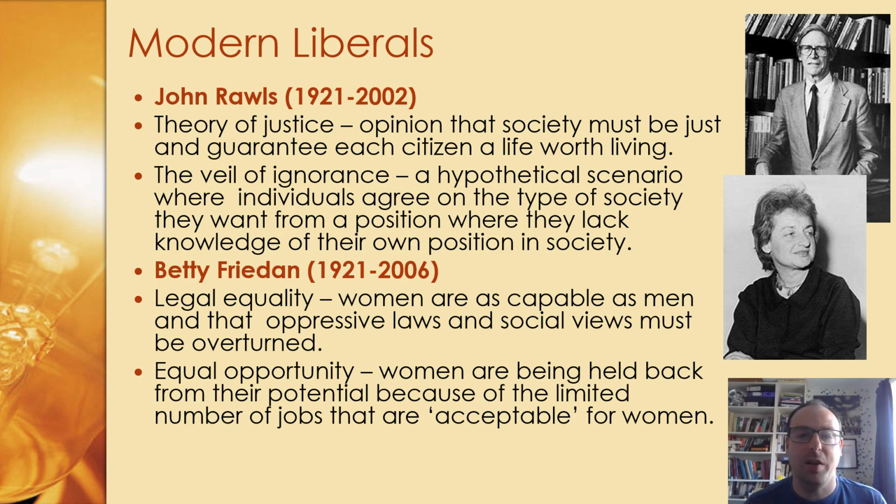A really interesting idea of John Rawls is this idea of the veil of ignorance, and this is a hypothetical scenario where essentially you get people to agree on the type of society they would like, whilst removing any knowledge they have about what position they would be in that society. So you don't know colour, you don't know gender, you don't know whether you're going to be rich or poor, any of that. You don't know what your position is going to be in society.